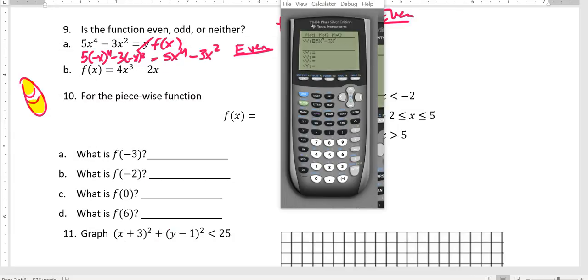So you can put it into your calculator, right? Under the Y1, the grapher. And then you can just graph it. Let's take a peek and see what it looks like.